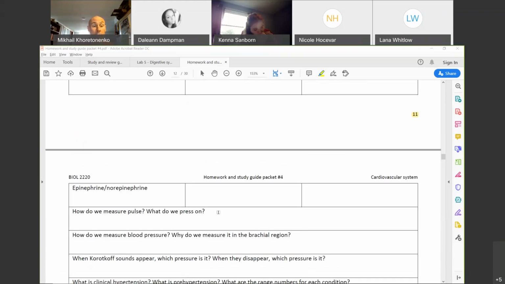How do we measure pulse? I mean, we squeeze the artery between the finger and the bone, basically, and we feel how it pulsates. Blood pressure, we put a cuff. By the way, why do we measure blood pressure on the arm? Any ideas? Anyone willing to share your knowledge? Closest to the heart. Yeah, where would be the better place to?